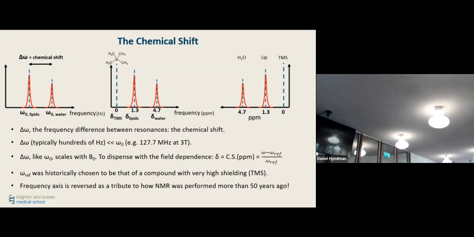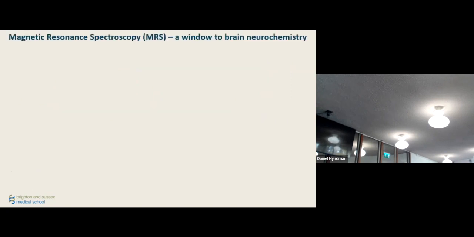And this is indeed the direction in which the resonance frequency increases. We said this is the less shielded, and this is the more shielded, and this is the highest shielded that we have in terms of proton resonances.